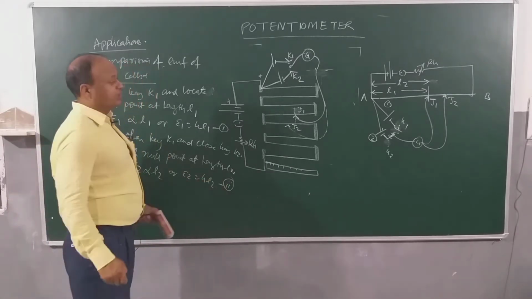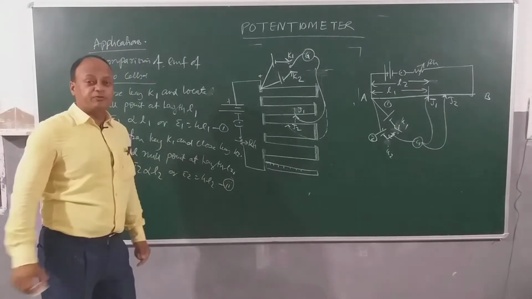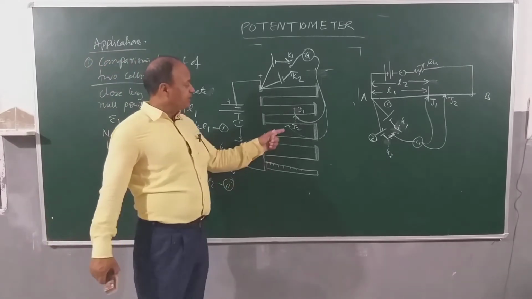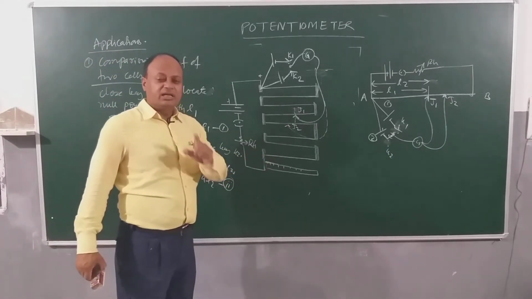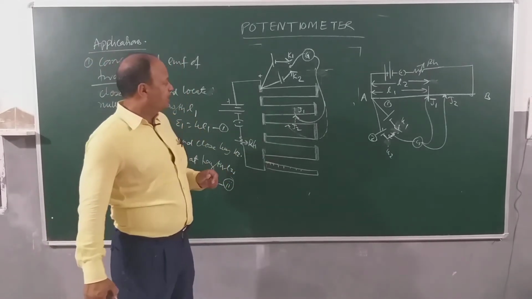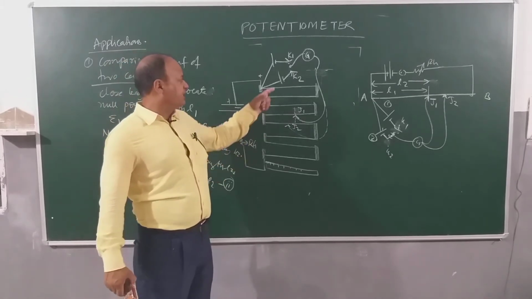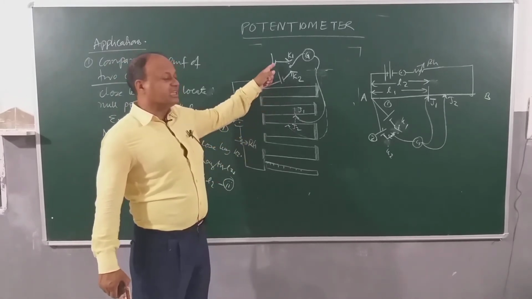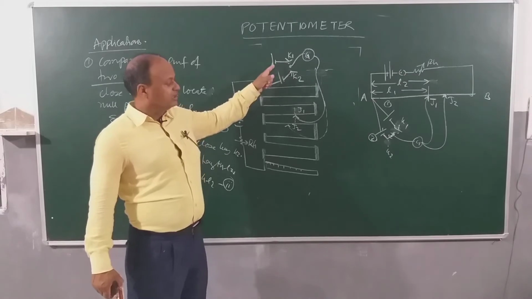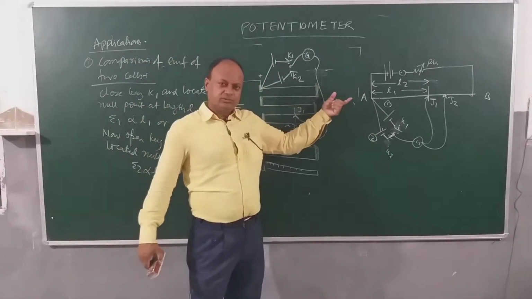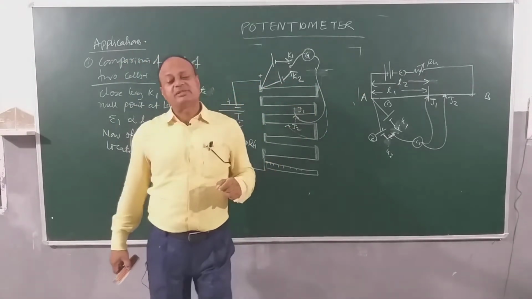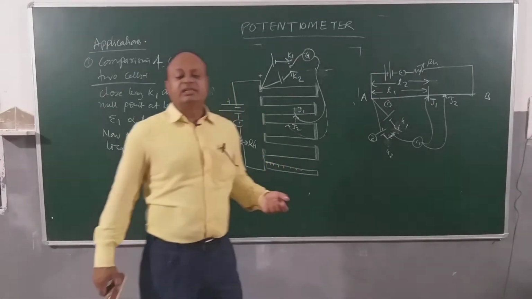Now I want to remove one confusion from your mind. Here we have shown that L2 is more than L1, but that's not always the case. If the EMF of the second cell is more than the EMF of the first cell, then L2 will be more. However, if the EMF of the second cell is less than the EMF of the first cell, then L2 will be less.